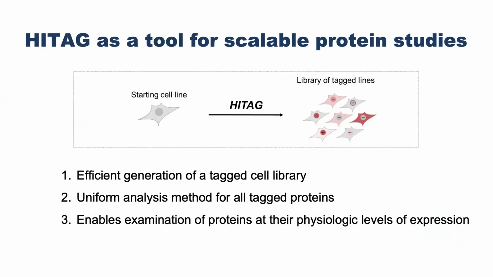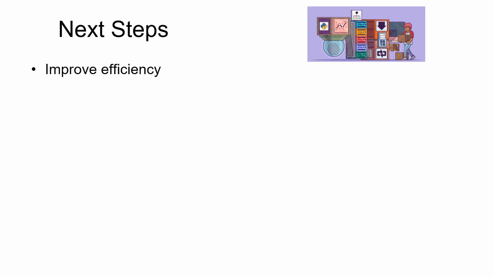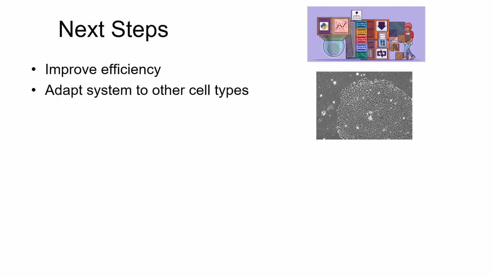As shown here, HITAG is a powerful tool for tagging a large number of proteins to understand their essential roles in the cell. By tagging all proteins with the same tag at the endogenous locus, it enables a uniform downstream analysis of all lines and allows proteins to be studied at their physiologic levels of expression. We want to improve the efficiency of HITAG. While it's now working at scales of hundreds of proteins at a time, there's still some bias in our libraries, which we'd like to improve to make a more even distribution of every single protein equally tagged.